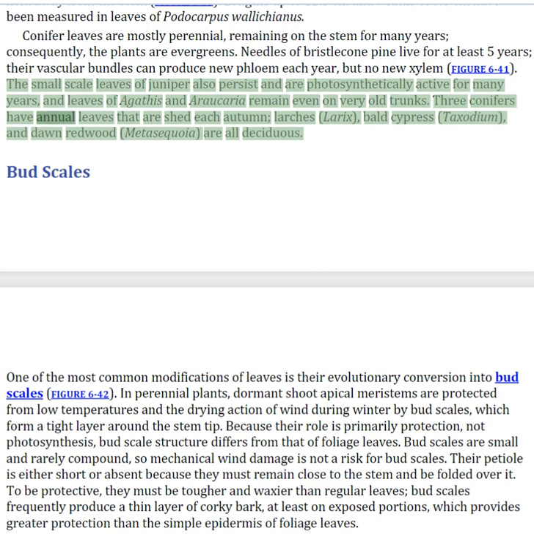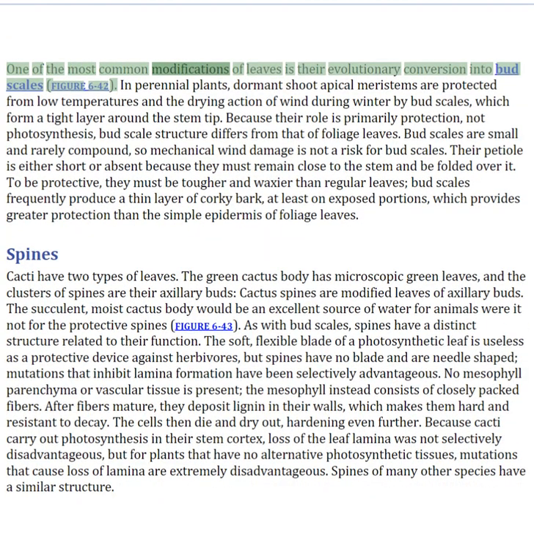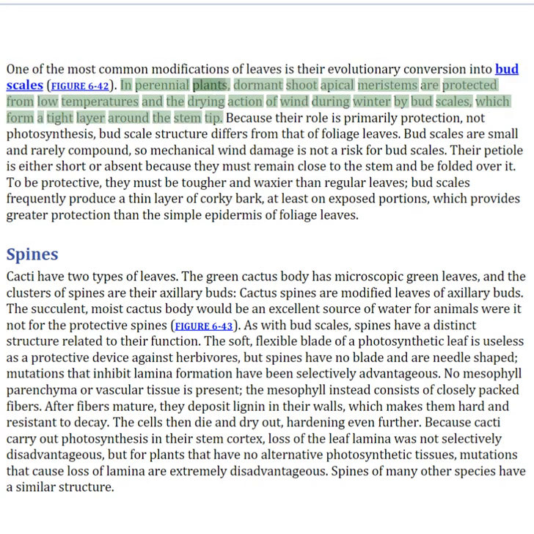A few conifers have annual leaves that are shed each autumn. Larches, bald cypress, and dawn redwood are all deciduous. Bud scales. One of the most common modifications of leaves is their evolutionary conversion into bud scales. In perennial plants, dormant shoot apical meristems are protected from low temperatures and the drying action of wind during winter by bud scales, which form a tight layer around the stem tip.